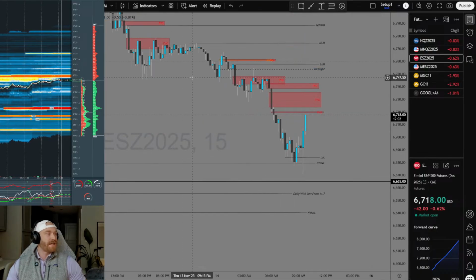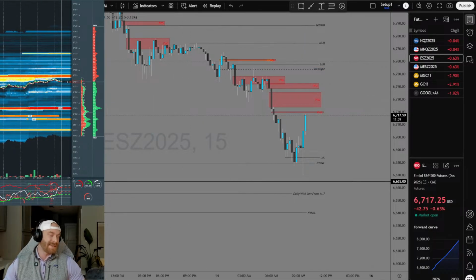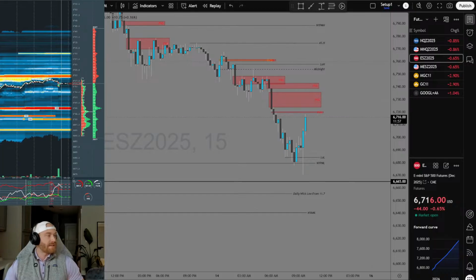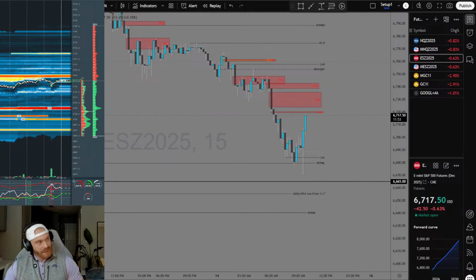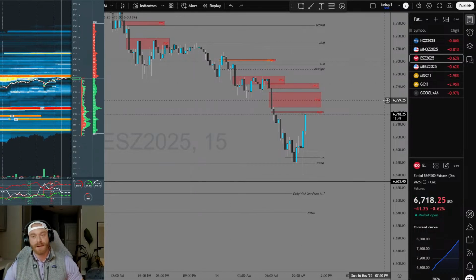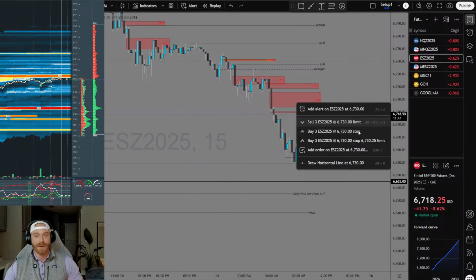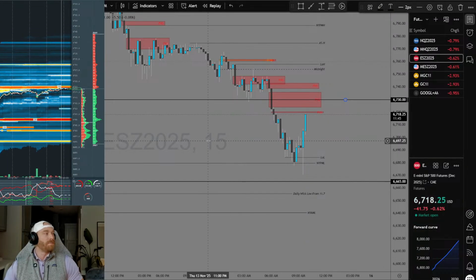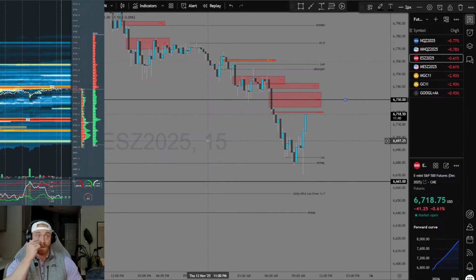So we're clearly pushing higher here. We got more orders coming down at 6705, down to 6700. And the order book looks pretty thin from 6730 higher. So this line in the sand here, if we push through this 6730 level, it'd be interesting to see what happens next.